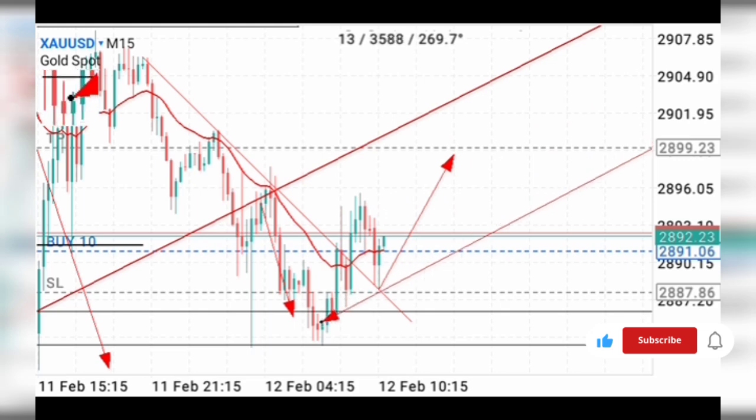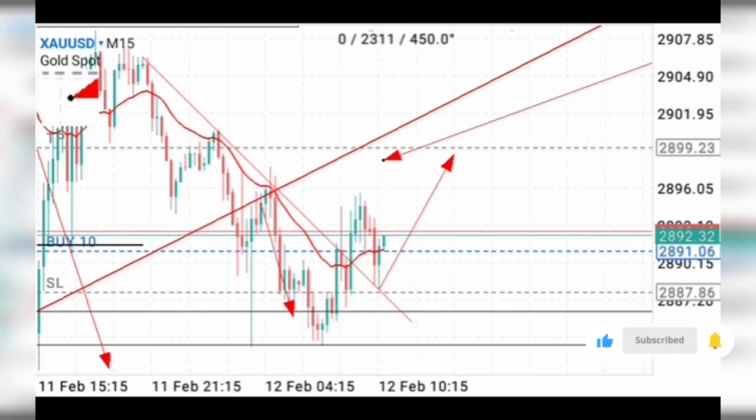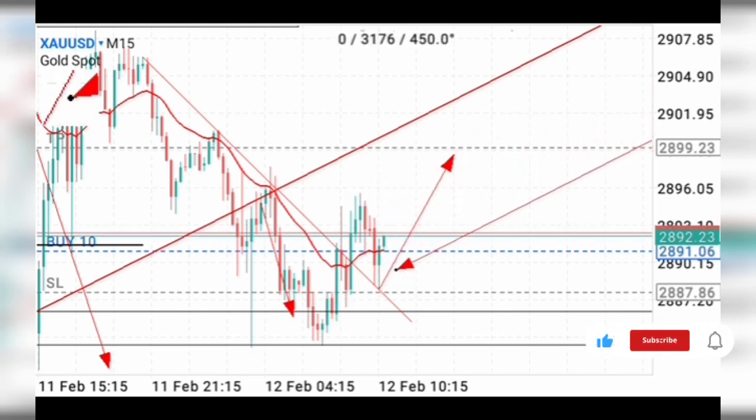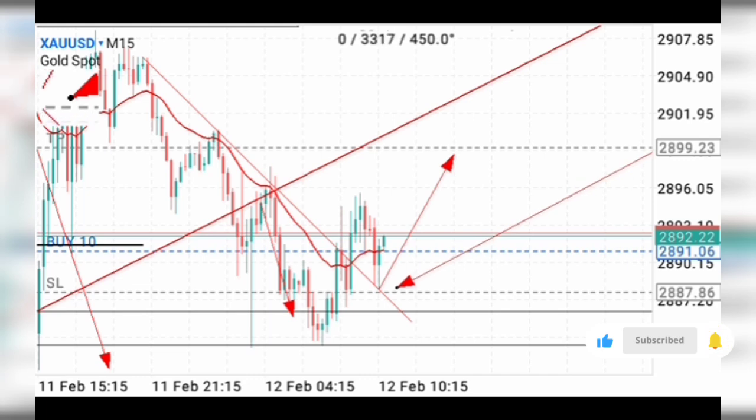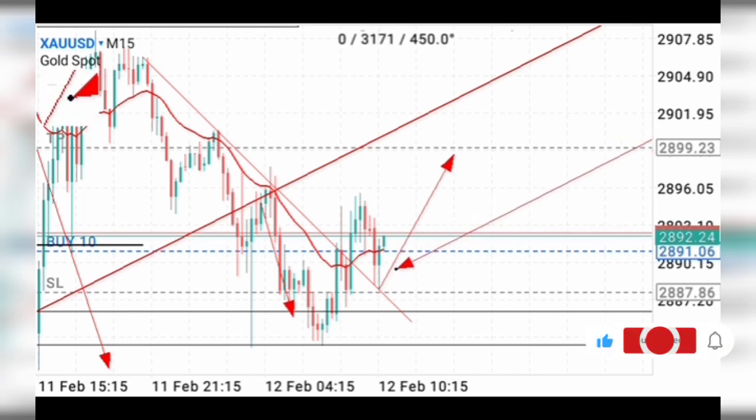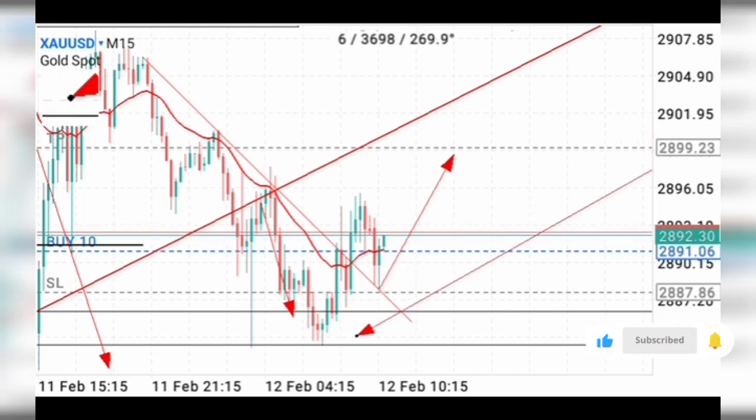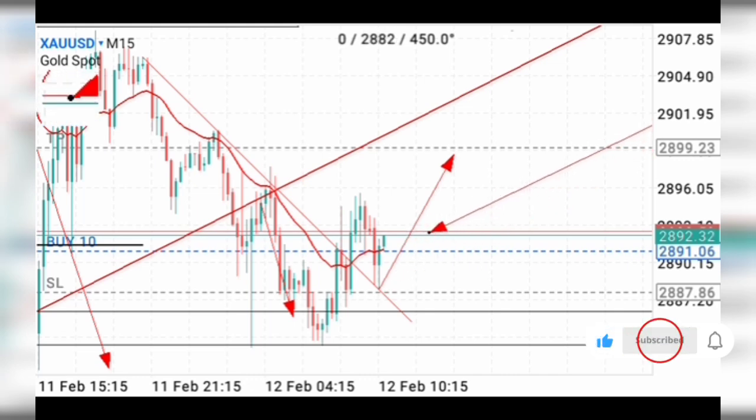So after I saw price break above, I waited for a retracement to this trend line, which price came back and retested. On this retest, I saw this rejection here, the first rejection and the second rejection. Then I went in for the buy.